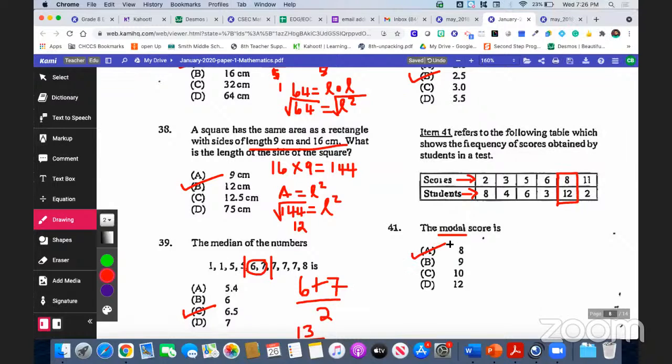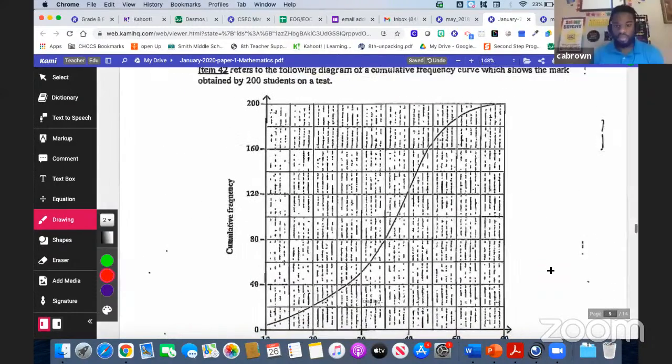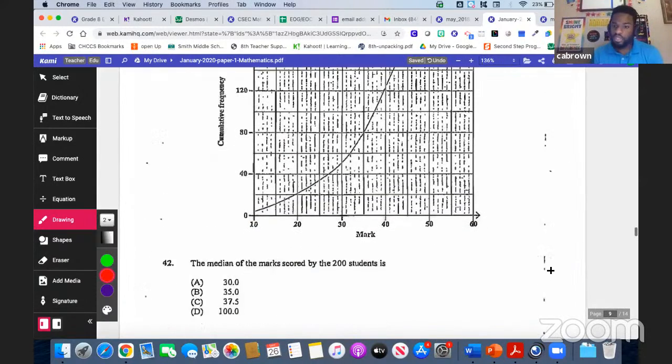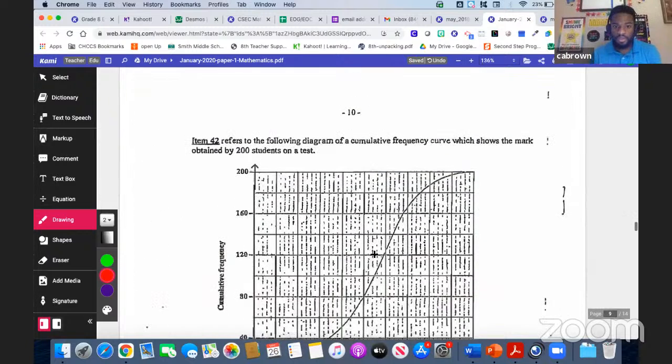All right, this graph looks a bit weird. And we did this already. We did a problem like this. The median of the mark score of 200 students. So item 42 refers to the following diagram of a cumulative frequency, which shows the marks obtained by 200 students. Median is halfway, so we need to find halfway. Half of 200, that's 100. So it's at the 100th value that will give us our median.